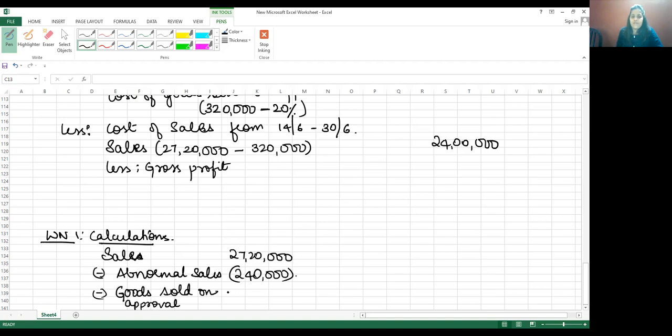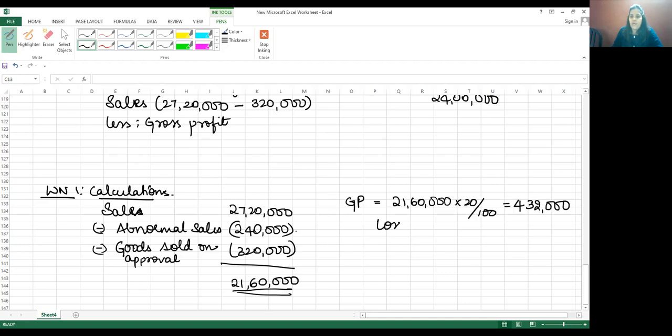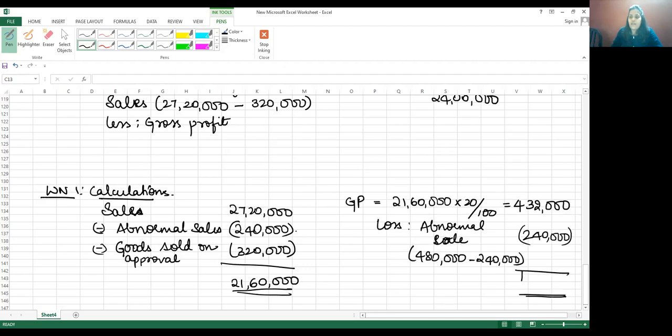So that also is the sale on which there will not be any gross profit. So can I say my sales will be 27 minus 24, 25, 32. So it will be 21,60,000. Okay. Now my GP on 21,60,000 at 20% will be 4,32,000. Then I made a loss on abnormal sale, 4,80,000 minus 2,40,000. So that is also 2,40,000 only. So this is the loss that I have made. Therefore, my gross profit is only 1,92,000.